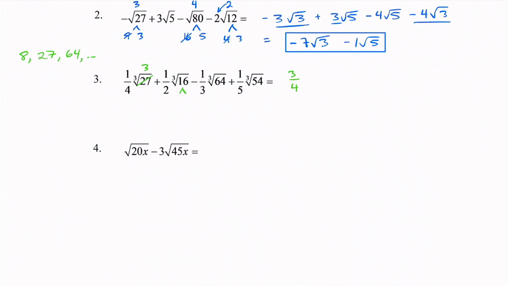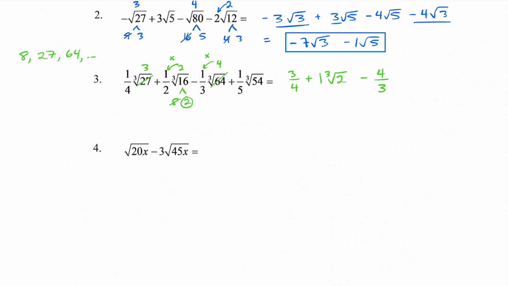So 16 I could break into an 8 times 2, and then breaking down the 8, the cube root of 8 is 2. So I'm going to have 2 times a half. That's just going to equal 1. So I got a 1 for that. And then the 2 there, that is still stuck inside the cube root. So I got the cube root of 2. Looking at the next one, the cube root of 64, that one is a perfect cube. That just equals 4. So I got 4 times negative 1/3, that's going to equal negative 4/3.